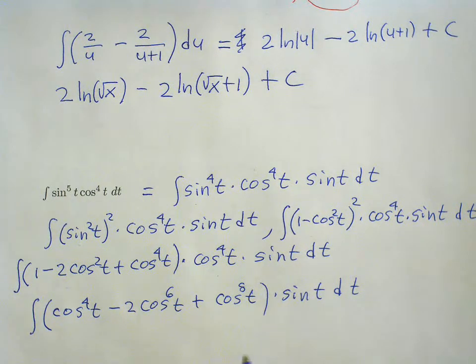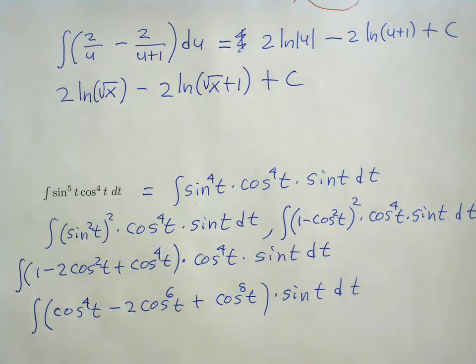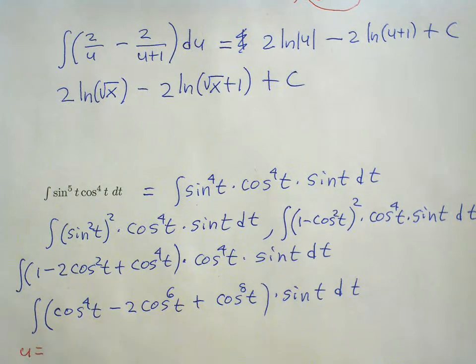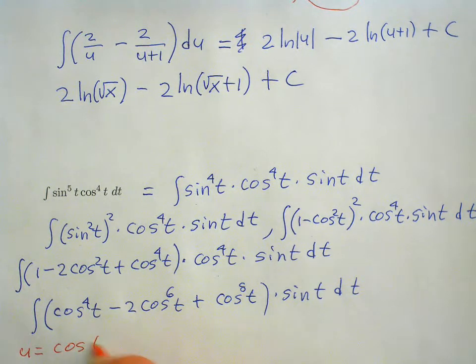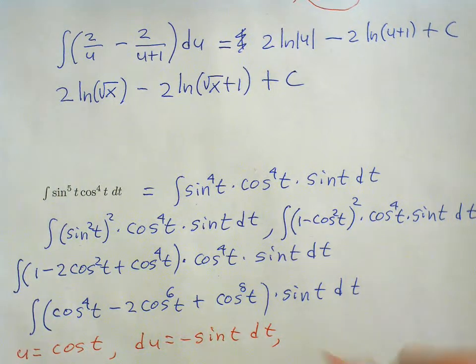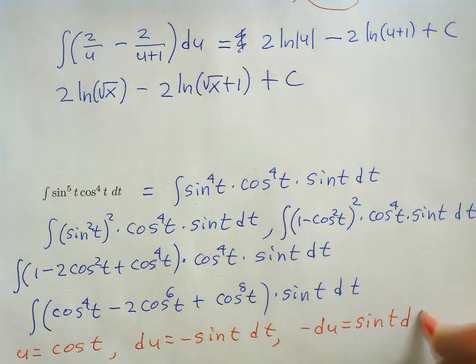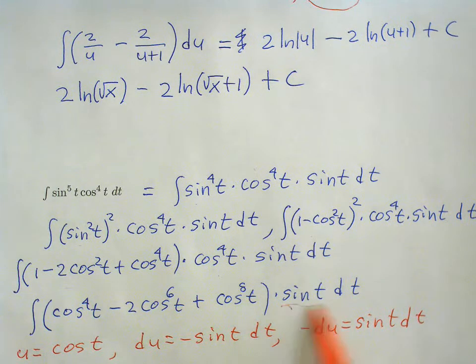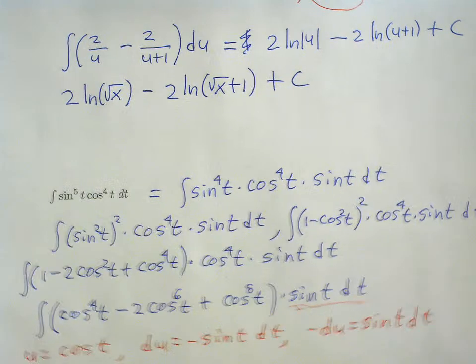Now we'll use the substitution rule. We will assign u to be cosine of t, and du then is negative sine of t dt, and then negative du is sine of t dt. And you can see that we have a sine of t dt in that integrand above.